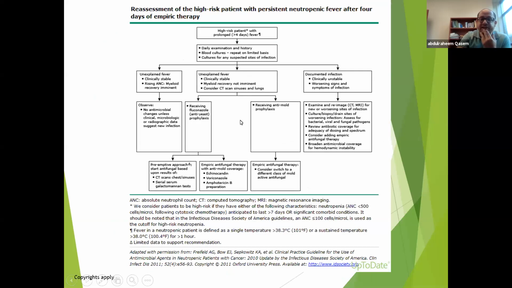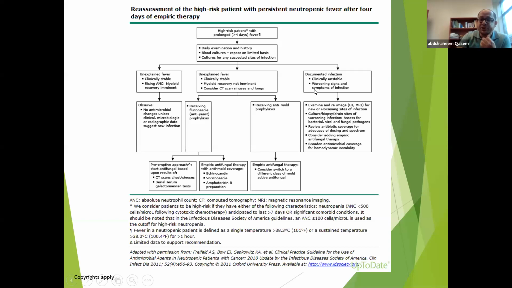So what happens after 4 days? If after those 4 days the patient is still having fever, those people usually are the high-risk patients in the hospital. If they have prolonged fever more than 4 days, every day you do a daily examination. It's very important that you pay attention to hidden sites, central line sites, perineal sites. Those areas sometimes can hide an infection. And then you repeat cultures after 48 hours to see if there's any new bacteremia.